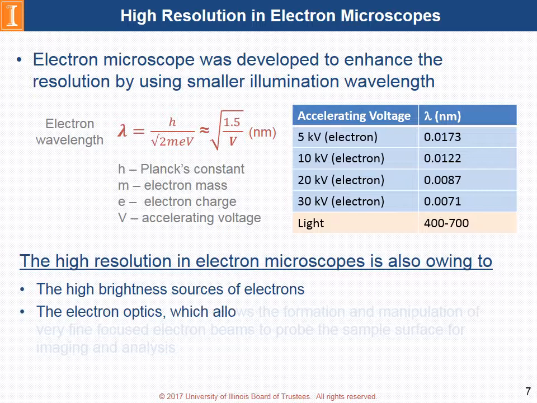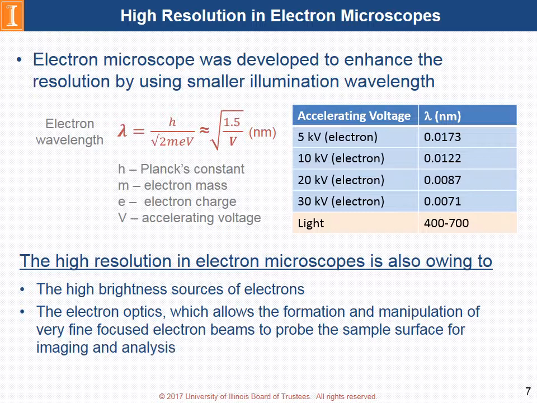The high resolution in electron microscopes is also owing to the high brightness source of electrons, as well as the electron optics, which allows the formation and manipulation of a very fine probe.